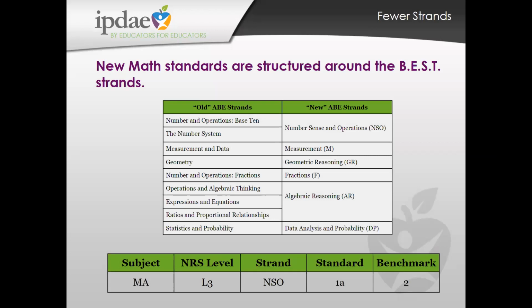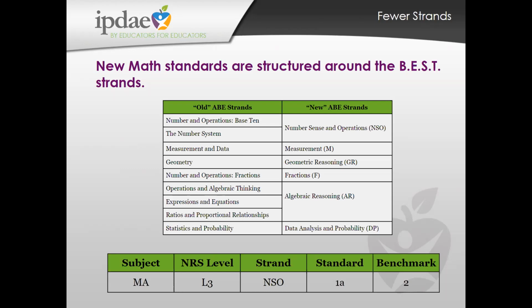So on the left-hand side, you see the old ABE strands. There were what, 2, 4, 6, 9 of them, right? A lot more different strands. Those strands have been combined and collapsed, again, achieving this streamlined effect. And with the new ABE standards, consistent with the strands in the BEST standards framework, you can see there's now actually just 6 strands.